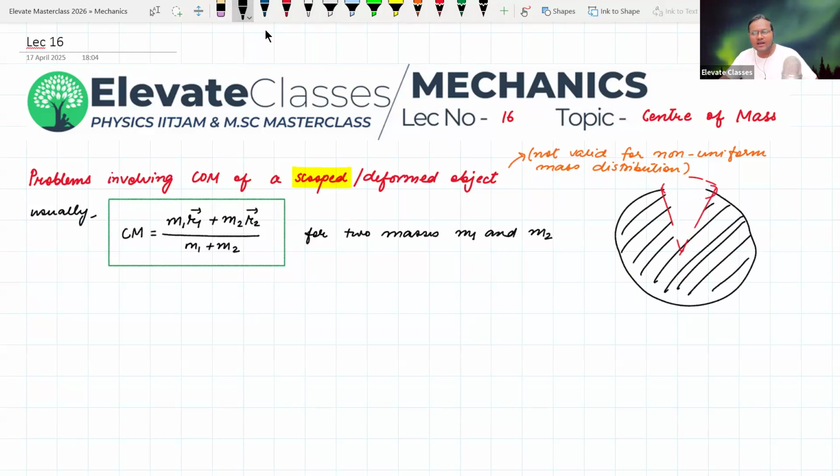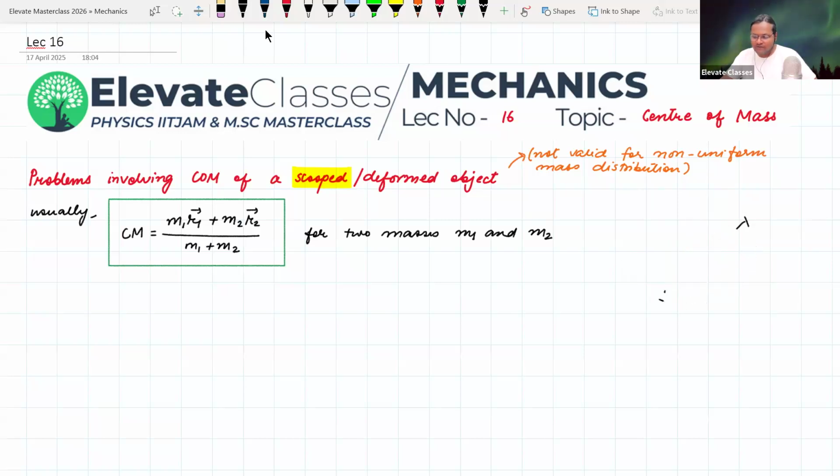तो ऐसे सिचुएशन में हम क्या करेंगे? What we will do is we will assume that the second mass has negative mass density. That's it. The moment we do that, everything else will fall into place and we will be able to do the calculations as usual.